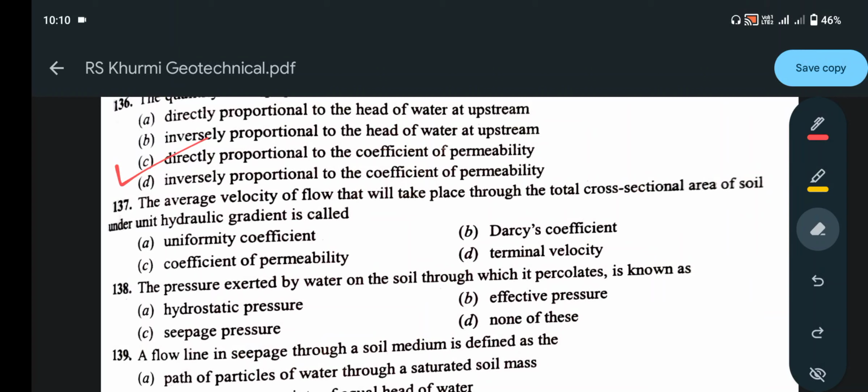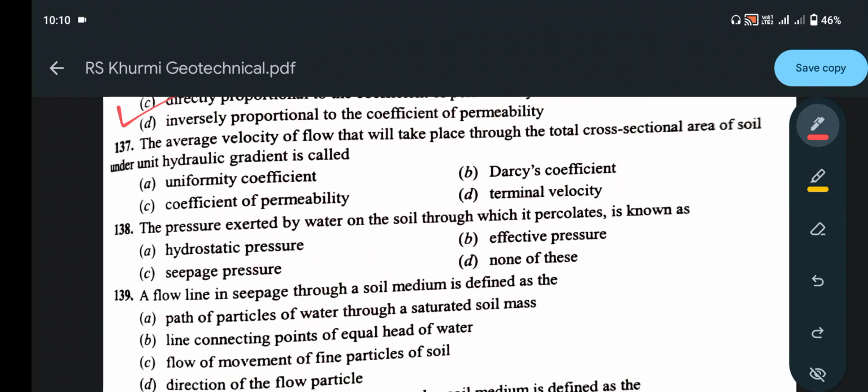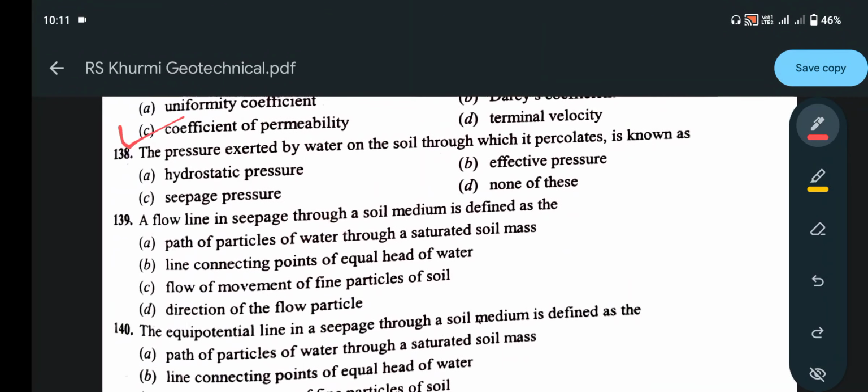Next question is the average velocity of flow that will take place through the total cross-sectional area of the soil under unit hydraulic gradient is called. We all know it is called coefficient of permeability. Yes, the pressure exerted by water on soil through which it percolates is known as seepage pressure.